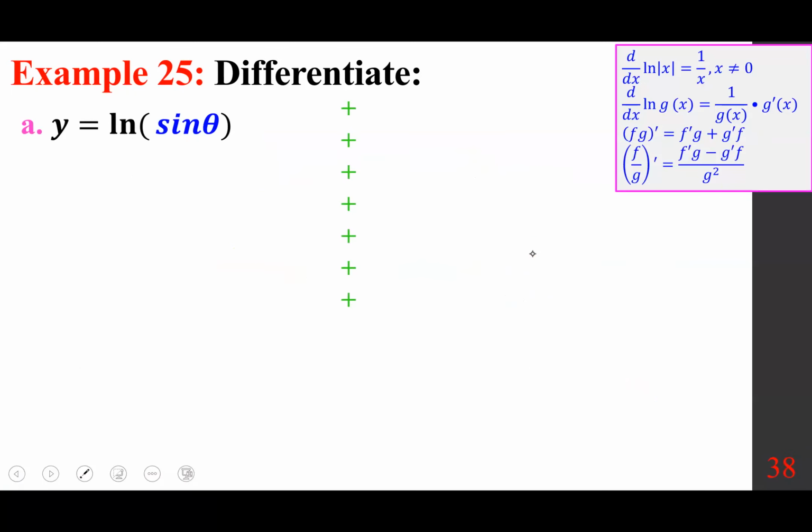We want to differentiate ln of sine theta. So we look at this one. The argument is sine theta. Flip it over: 1 over sine theta times g prime of x. What is the derivative of sine? Cosine. And everybody knows cosine over sine is cotangent theta.